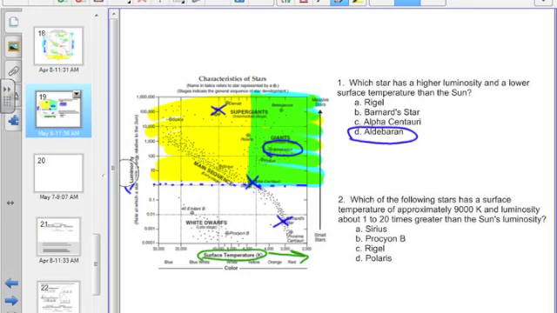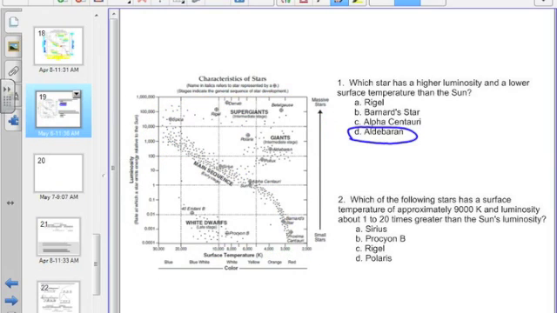Let's take a look at our next example. Which of the following stars has a surface temperature of approximately 9,000 Kelvin and a luminosity 1 to 20 times greater than the sun's luminosity? All right, let's start with what they give us. A temperature of 9,000 Kelvin. So that's going to put me just about here. Okay, I'm going to go straight up. My line's a little crooked, but there we go.